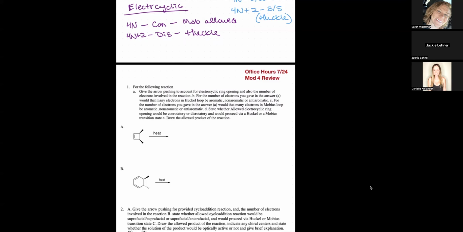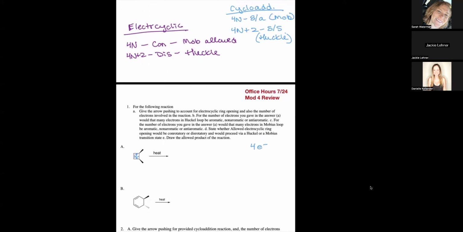So in this one, how many electrons are participating in this opening? Anybody? Nobody? All right, one, two. Okay, cool. So we have 4 electrons, which means what? Mobius. Yep, conrotatory, exactly. Mobius. Okay, so then we have our open ring, which will have our double bonds here.